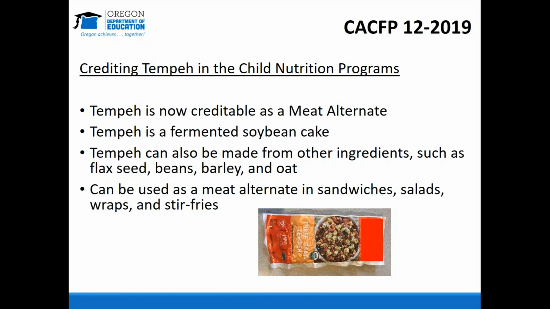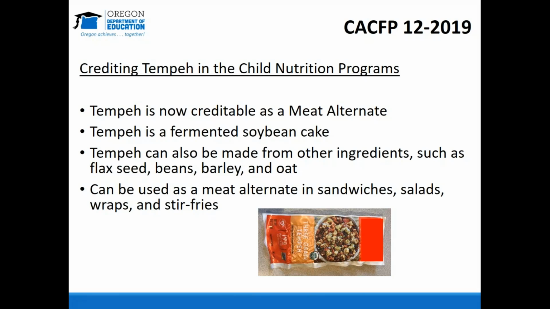Staying in the realm of meat and meat alternates, we have tempeh. In Memo 12/2019, tempeh was allowed as a creditable meat alternate. If you're not familiar with tempeh, it is traditionally made of fermented soybean, but now can be made out of fermented flaxseed, beans, barleys, and oats. Tempeh is very versatile and can be used as a meat alternate in sandwiches, salads, wraps, and stir fries.